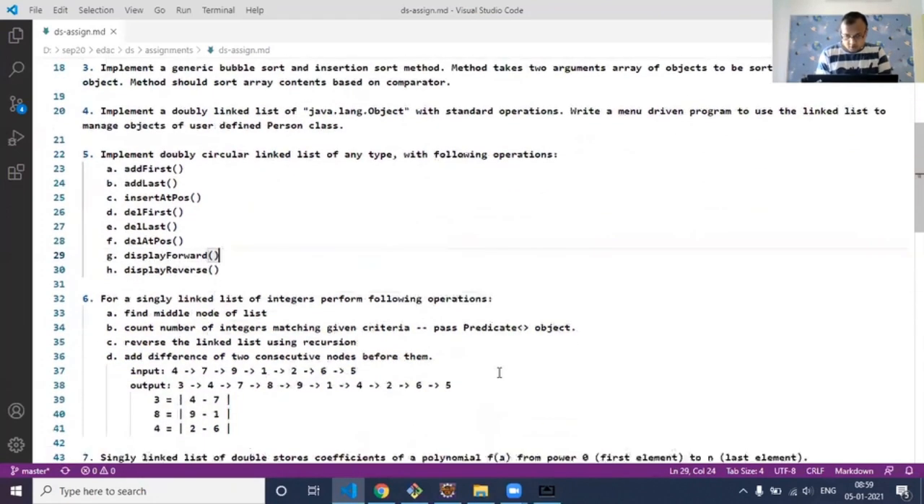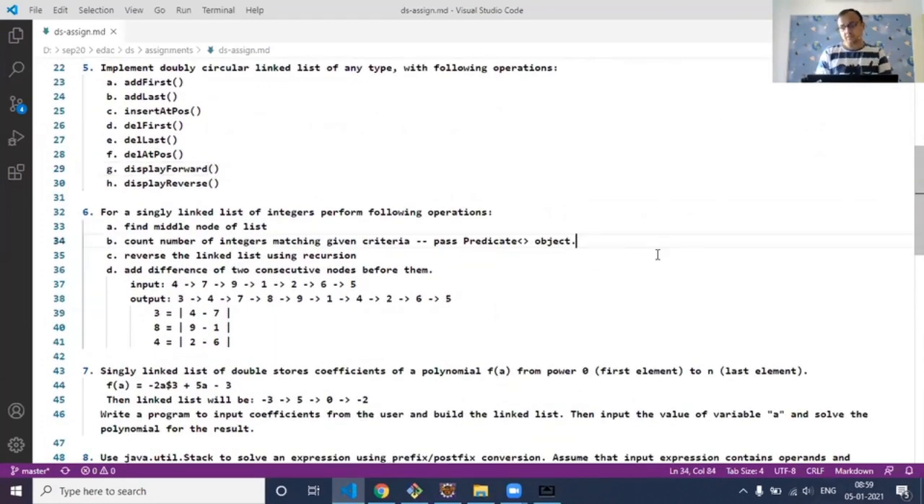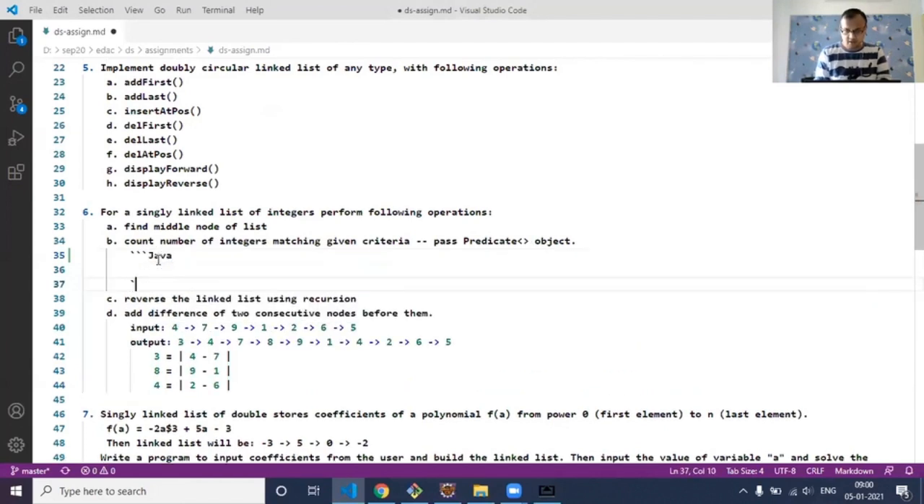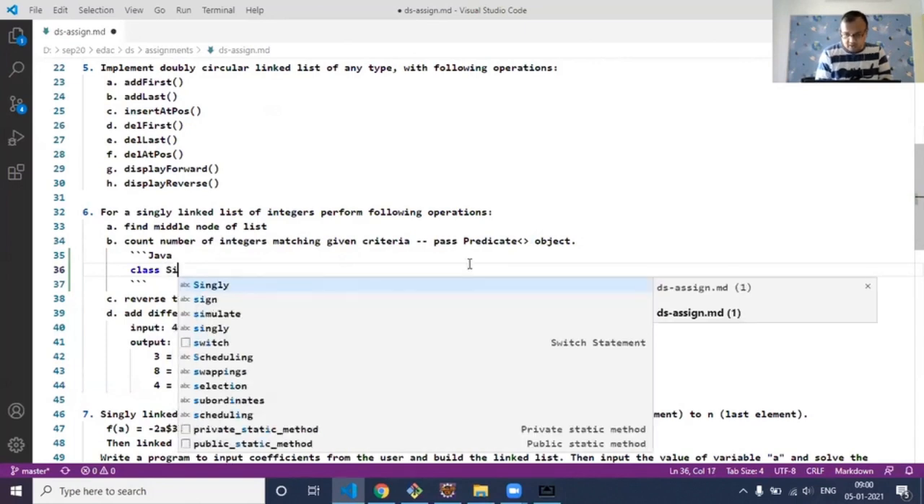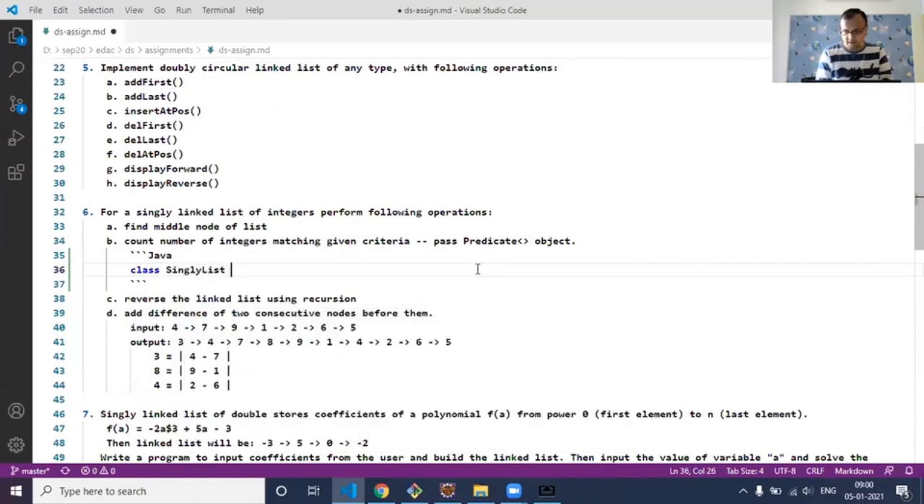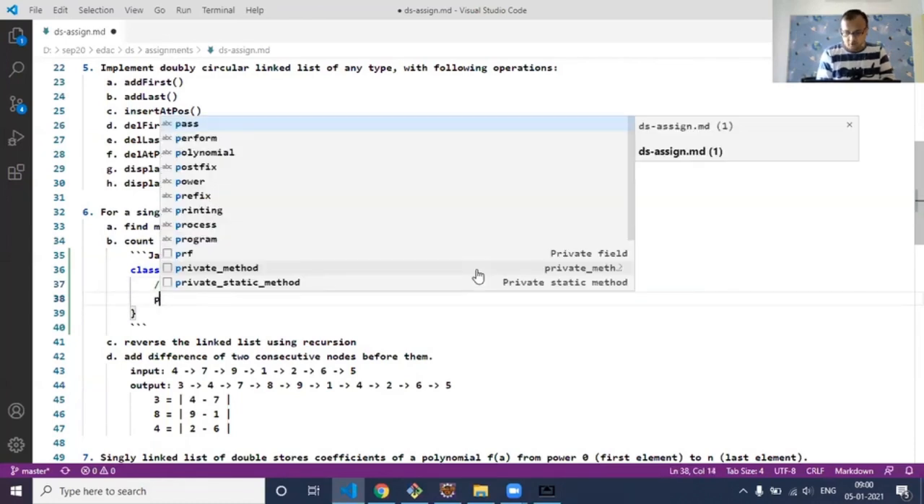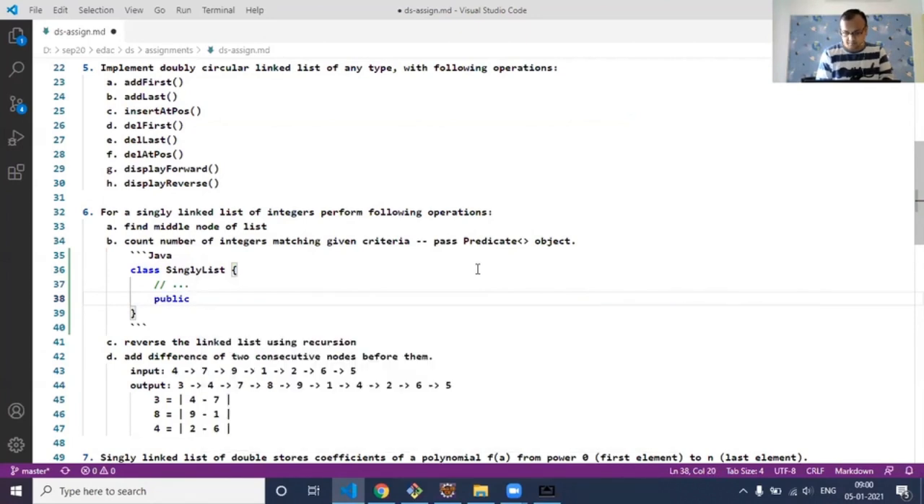Yeah. So count the number of integers matching the given predicate. I believe it is not very complicated if you have worked on the functional concept. Obviously, I'm talking about within a class of single linked list, whatever you have implemented earlier in the class. I'm not writing all the methods. Please go ahead and complete that stuff, and what you need is actually the count.